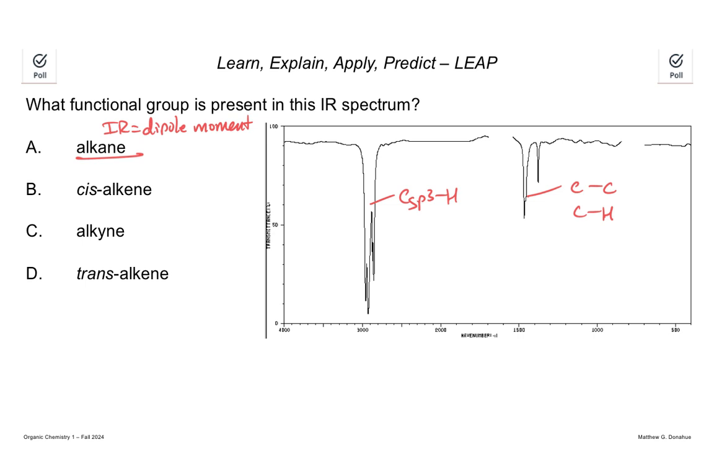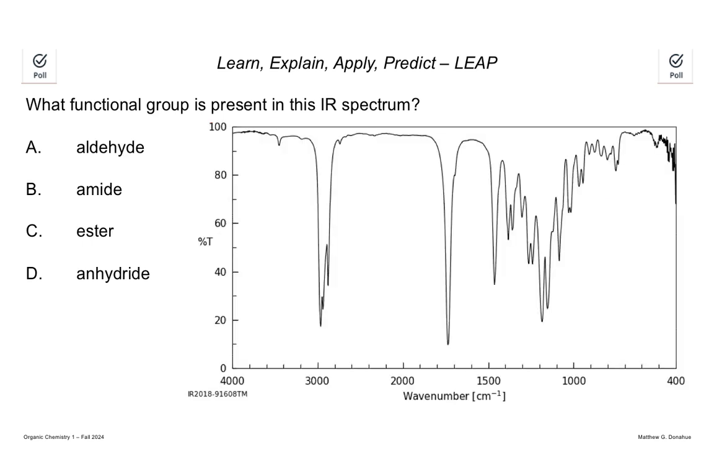We said the alkenes should have that sp2 carbon H stretch. The alkyne should have an sp H stretch. You don't see any of that. So therefore, it's just got to be an alkane. So there's your normal sort of everyday stuff. You can kind of ignore it.